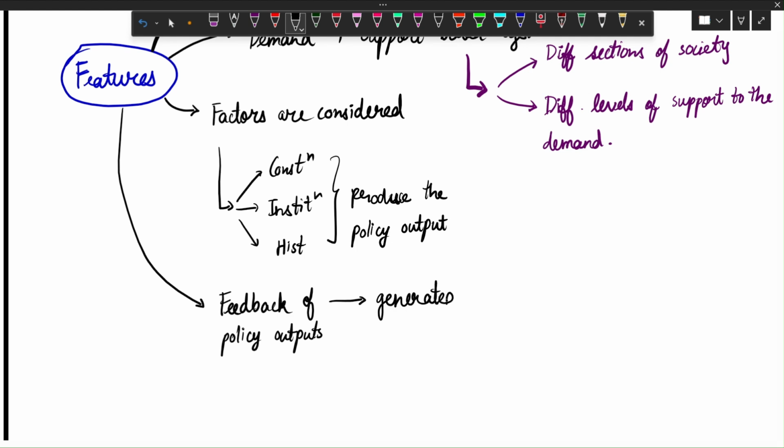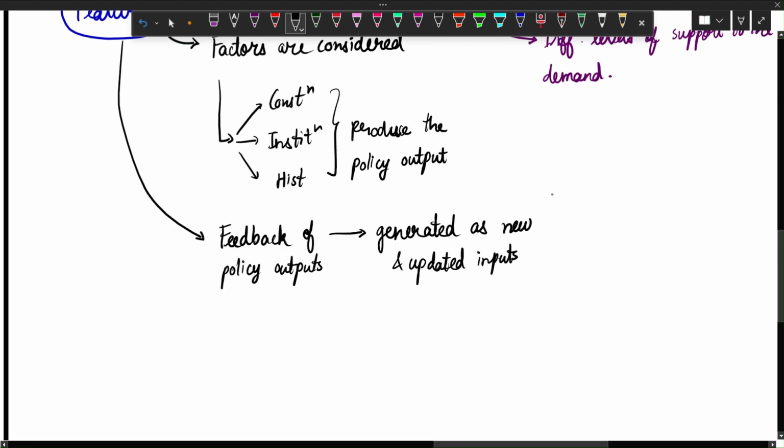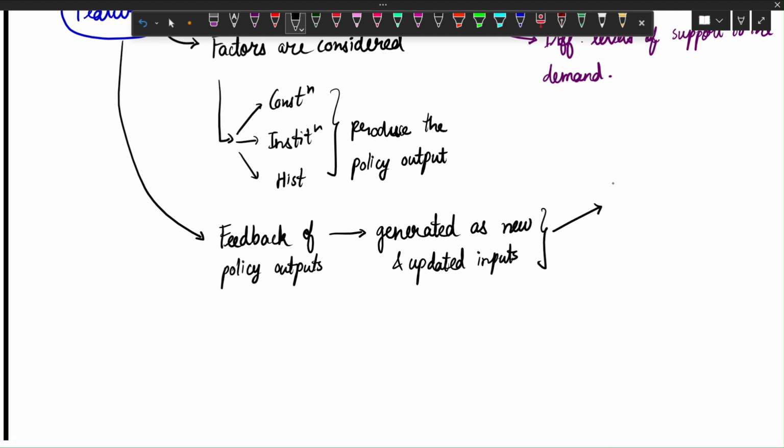Now, the next feature is that the feedback generated from the policy outputs helps us generate new or updated inputs. That means what we asked first, we can again ask, the same demands but with an updated or improved demand which would have better support.